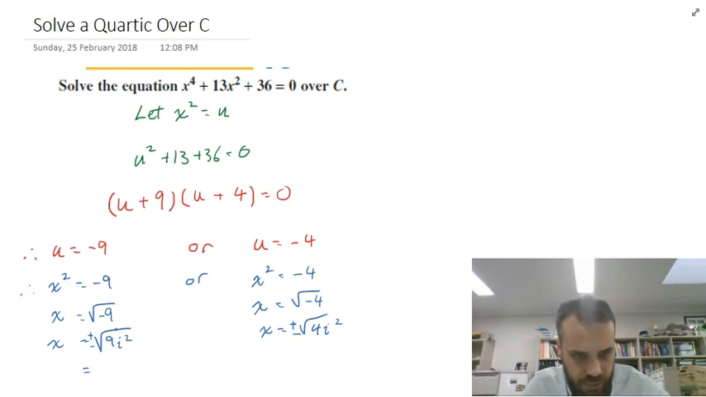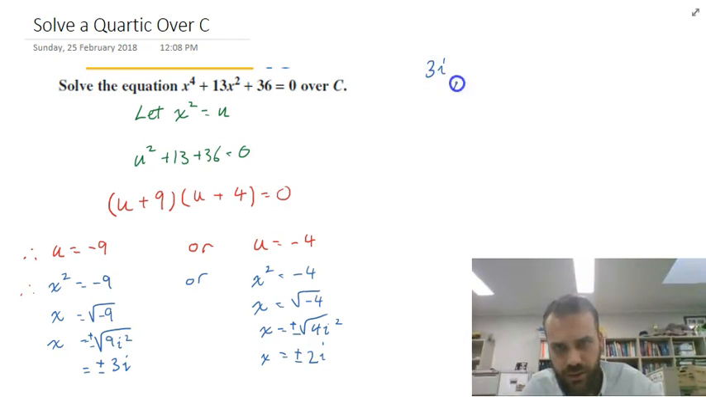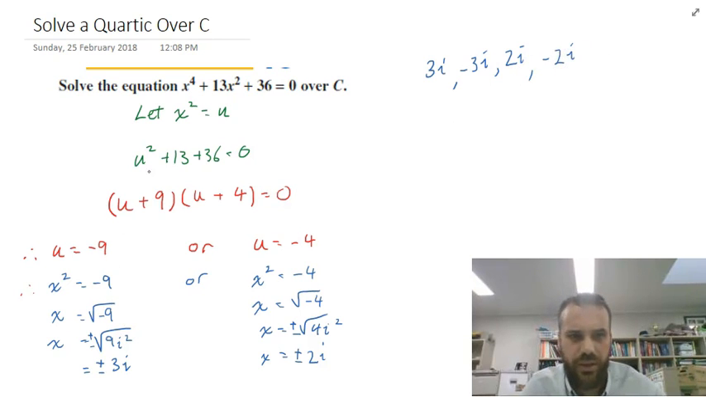So we can bring all of this out and we can say plus or minus 3i and plus or minus, the 4 comes out as 2i. So, 4 answers here. 3i, negative 3i, 2i, and negative 2i.